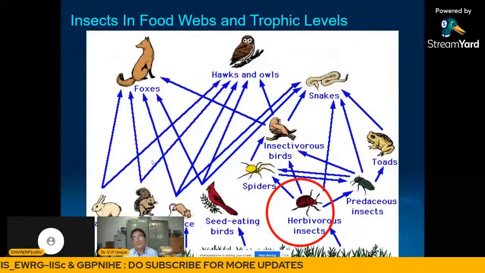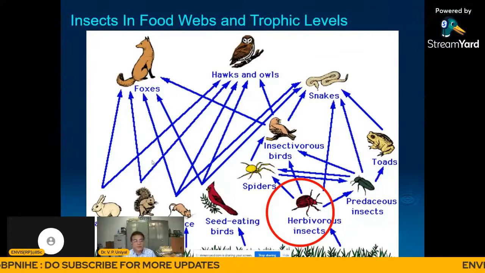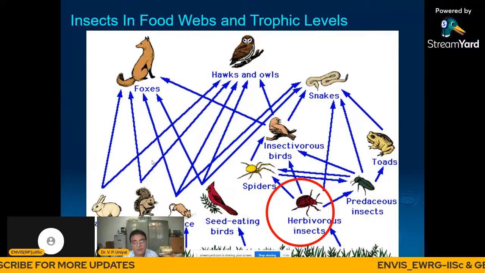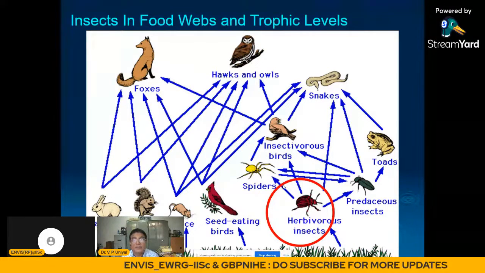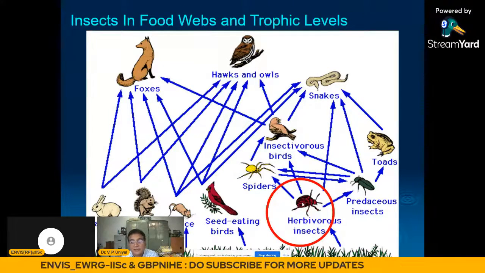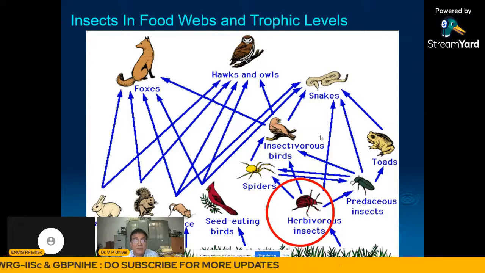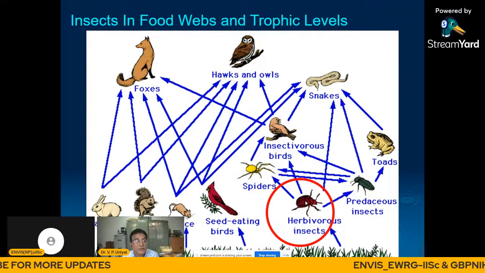I'm going to talk on these issues. You know about it from your childhood. The trophic levels of insects are important. In this food chain, insects play a very important role. The majority of birds are insectivorous. They depend on insects, larvae and caterpillars, which they pick.